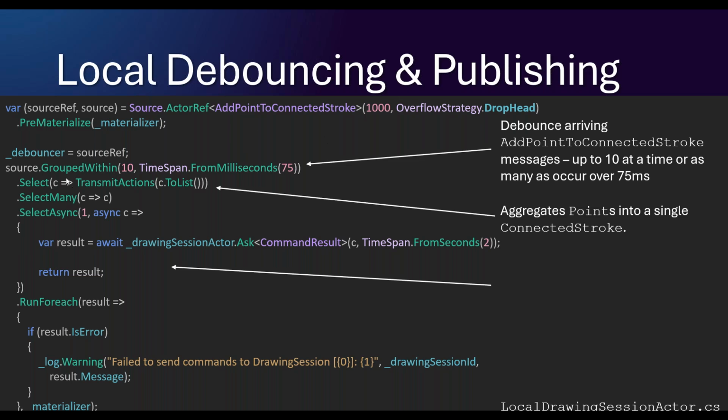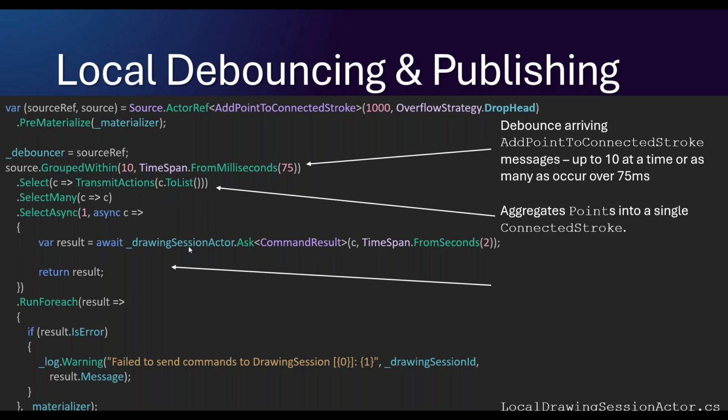So group within Akka Streams, we're going to basically say, give us up to 10 connected points, or as many points as you can collect in 75 milliseconds. We're going to aggregate these points into a single connected stroke. So we're going to go ahead and aggregate them together.